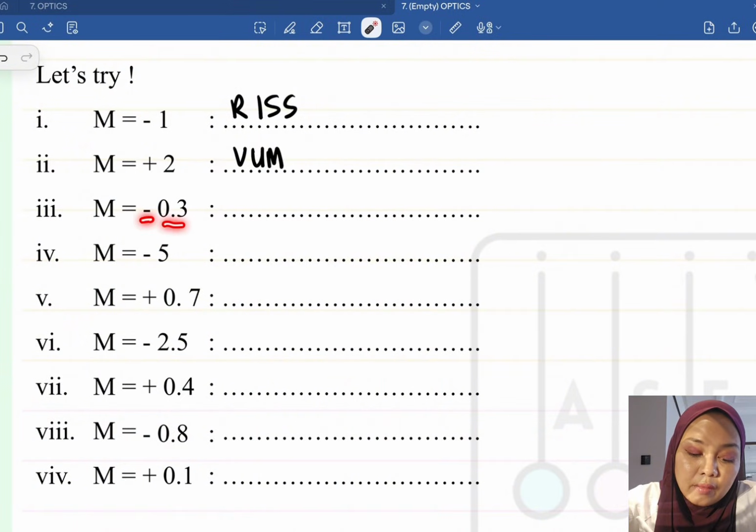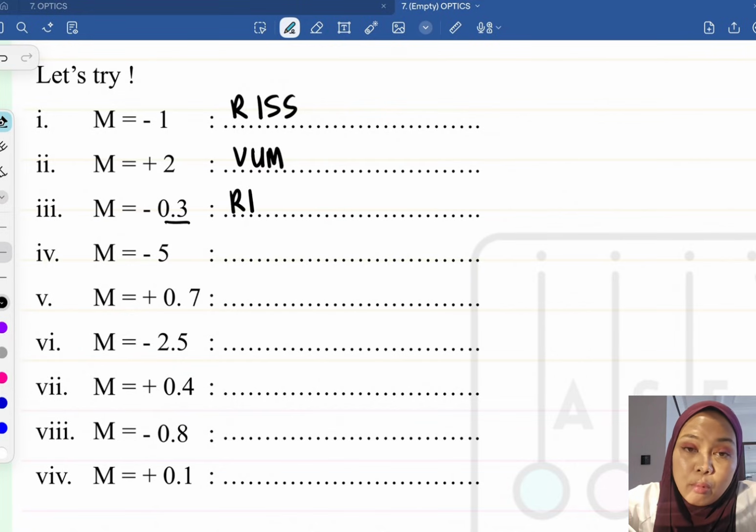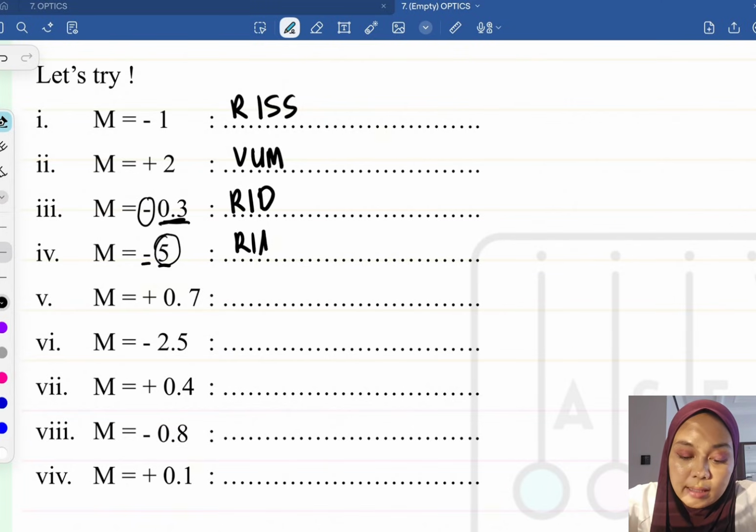Next, we have negative and 0.3. It means that this image is real inverted, and since 0.3 is smaller than 1, we're going to say that this one is diminished. Next, we have negative, but this time we have 5. Just now we have 0.3, which is less than 1. So here we have real inverted, which is the same as the number 3, but here the number is 5. So this one is more than 1. That means that this one is magnified.